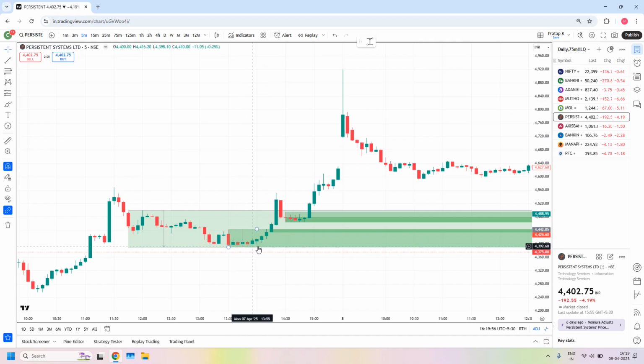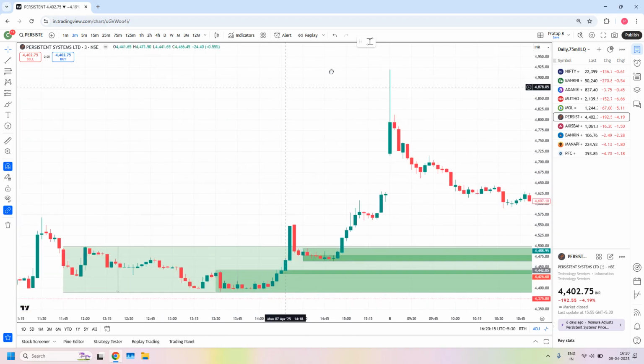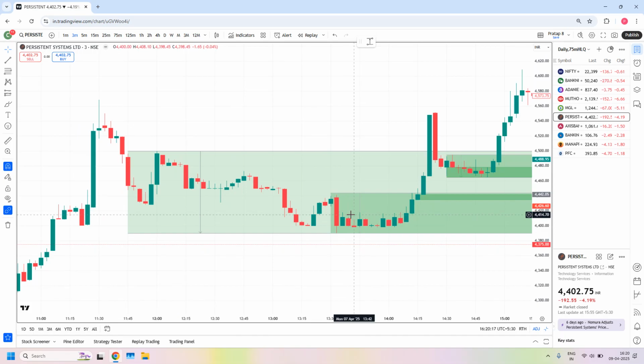The candle formation is also not really clear, and something interesting is that it slowly started moving up. That's why I went to the 3 minutes time frame, because clarity is missing in this zone. In the 3 minutes time frame, you get clear clarity. See here, a lot of consolidation took place in this area, but the real zone is created here: rally, base, rally. This is the actual institutional order flow.